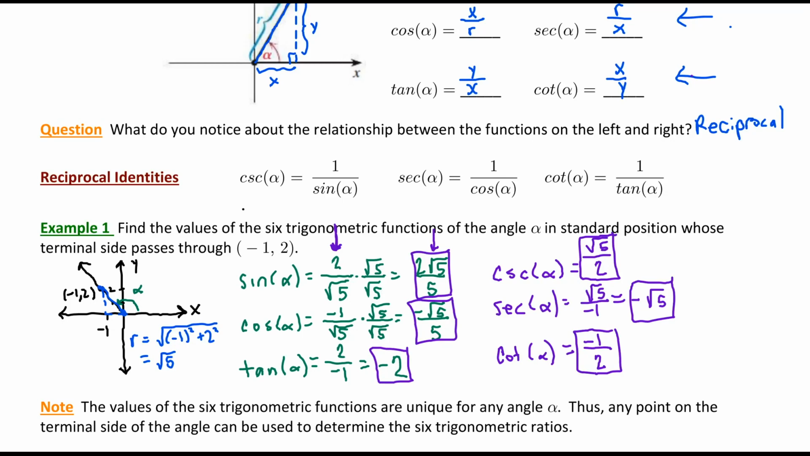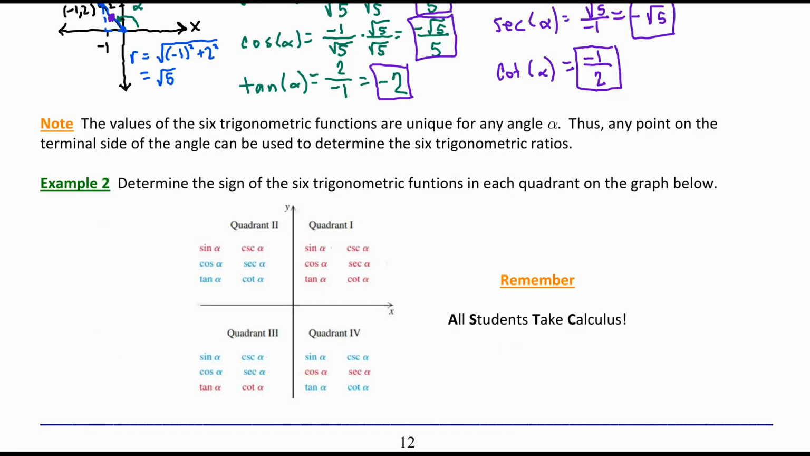For this angle alpha, we were using the point -1, 2 on its terminal side. But it's interesting to note that any point anywhere along the terminal side of that angle will yield the same 6 trigonometric ratios. So the trigonometric functions are unique for any angle alpha. Therefore, we can use any point on the terminal side to determine the values of those ratios.